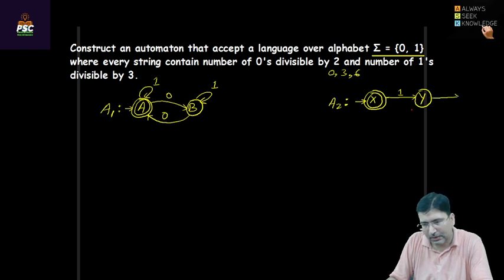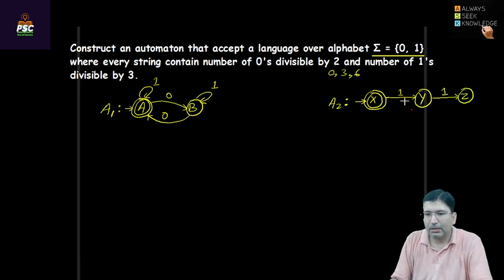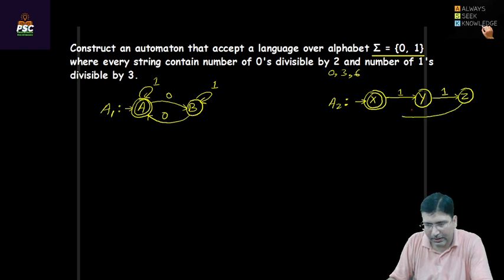Then when another one comes as input, we reach, let's say, state Z. Z should also not be final, because 2 ones are not accepted. But when I get 1 again, I can reach the final state. So if we continuously traverse this loop, initially there are 0 ones, when I traverse this loop once there are 3 ones, then 6, and so on.